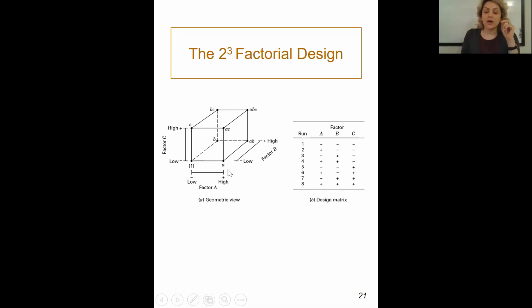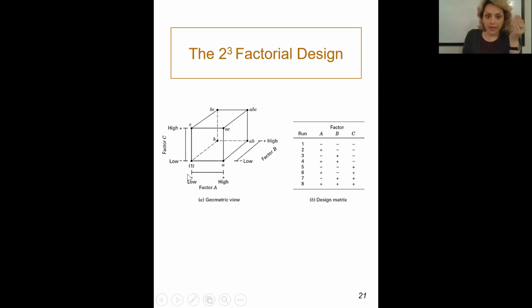So let's say I'm looking for number 8. If I ask you to show me which of these corners is number 8, what would you say? Pause the video, try to find it by yourself, and then come back and listen to the rest. For number 8, I would say I have positive, positive, positive. Factors A, B, and C, all three of them, are operating on the high level. So I need to find the part where C, A, and B are all on the positive side.